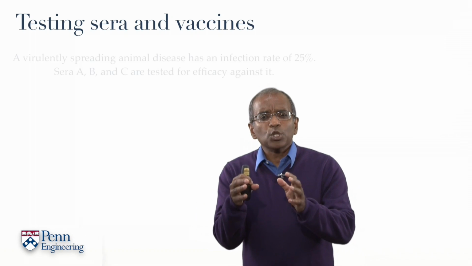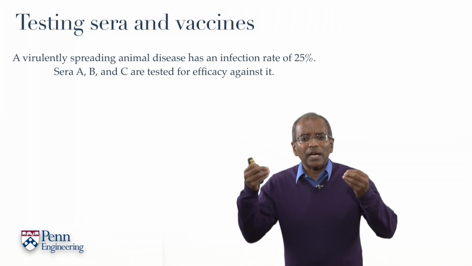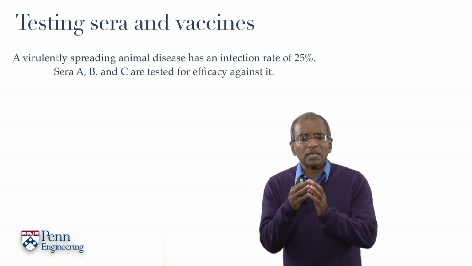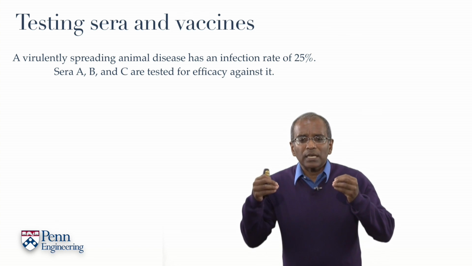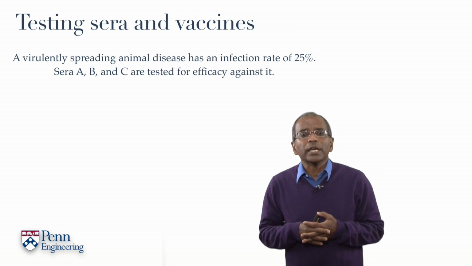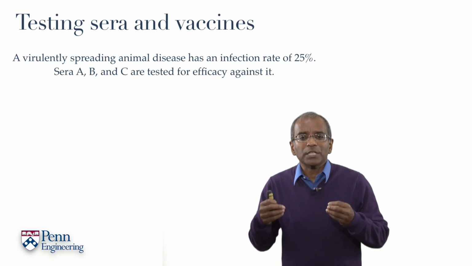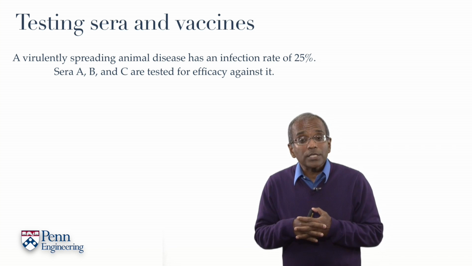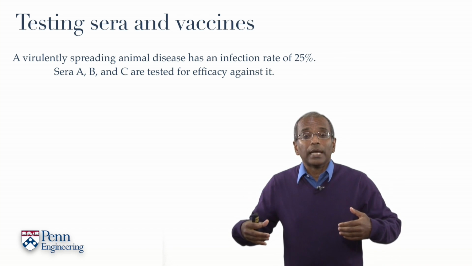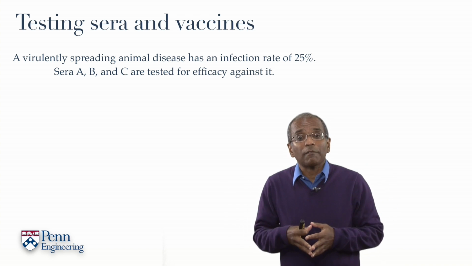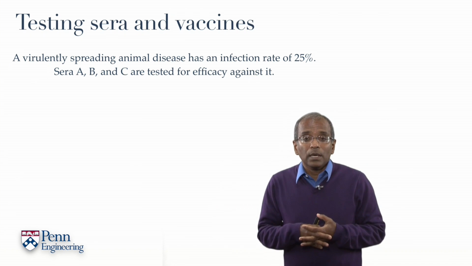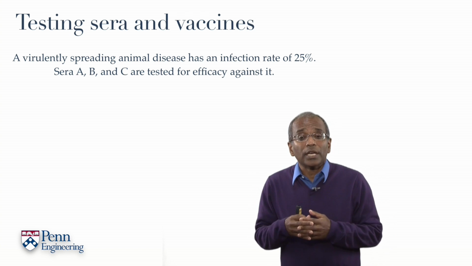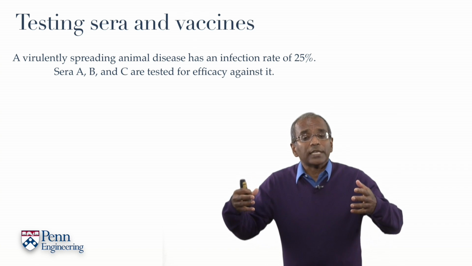Here's a make-believe toy example to try to get the key ideas behind the setting. Imagine that one has a virulently spreading animal disease affecting fully 1/4 of the population, 25%. And naturally, we are worried. And so there's a scramble to develop a medication, a vaccine, a serum, a remedy. Let's say that 3 particular sera, creatively labeled A, B, and C, are tested for efficacy against this disease.